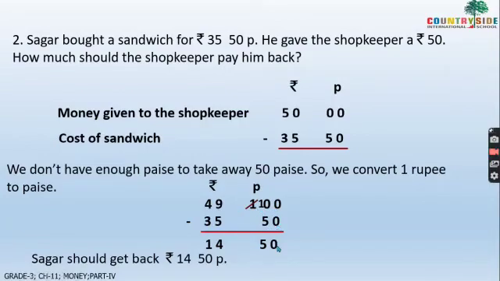Then 0 minus 0 is equal to 0. Then here what will you do children? Regrouping. So 10 minus 5 is equal to 5. Then come to the rupees part. 9 minus 5 is equal to 4 and 4 minus 3 is equal to 1. So children, how many rupees did you get? 14 rupees 50 paise. So Sagar should get back rupees 14.50 paise. Like this you have to do the subtraction in money.